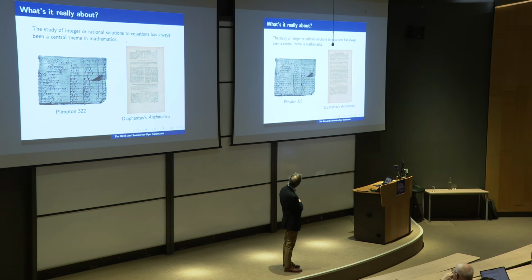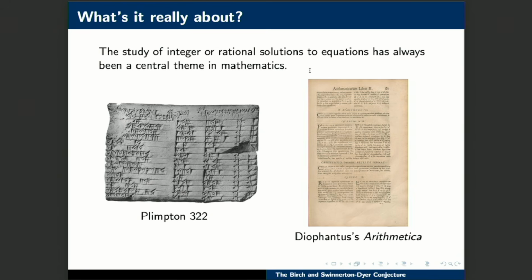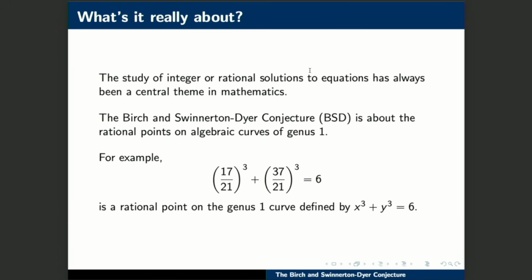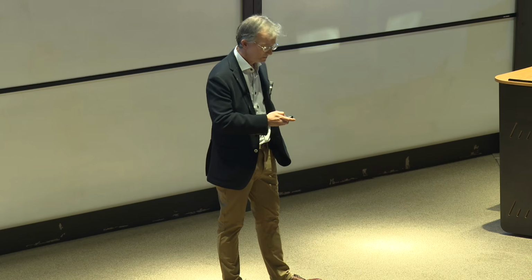And the elliptic curves are firmly in the tradition of both of these texts. So in fact, the Birch and Swinnerton-Dyer conjecture is about the rational points on algebraic curves of genus 1. So here's an example. You can write 6 as a sum of 2 rational cubes. As on the slide, and you can think of that as a rational point on a genus 1 curve defined by the simple equation x cubed plus y cubed is equal to 6. This is what I mean by rational points on curves.